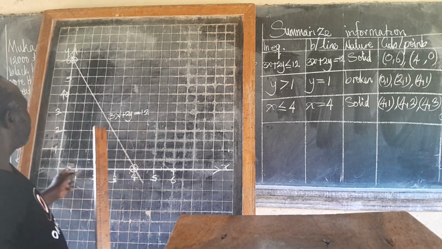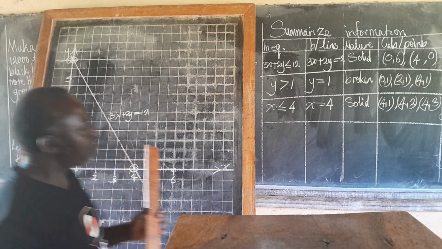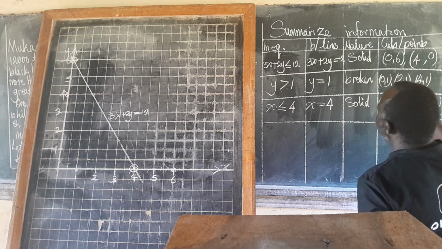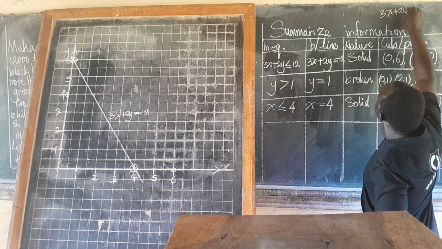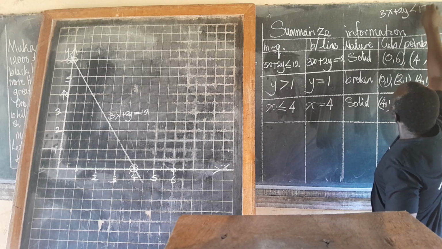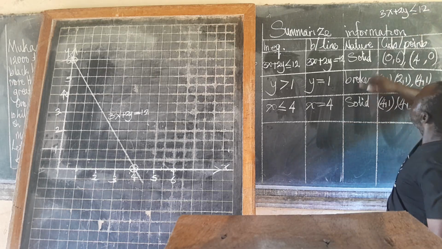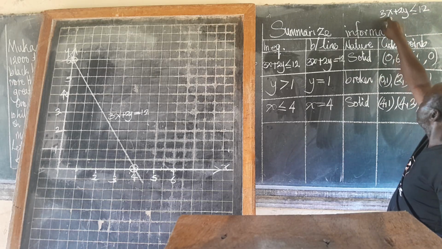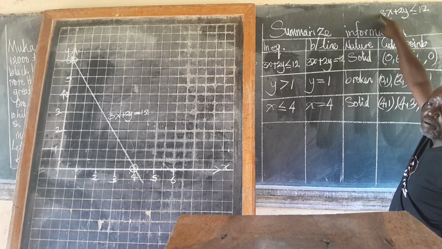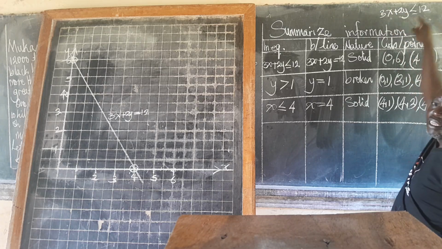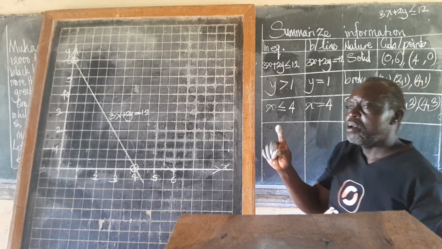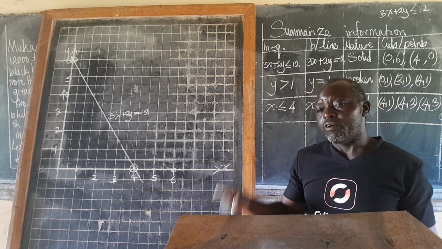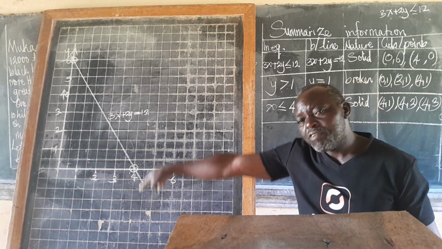Now when we use the point (0, 0), what are we having? We are having 3x plus 2y less than or equal to 12. If we put 0 here, it's going to be 0 plus 0. Is 0 plus 0 less than 12? Automatically the answer is yes. But the moment we get the region which has yes as an answer, we say that's the wanted region.